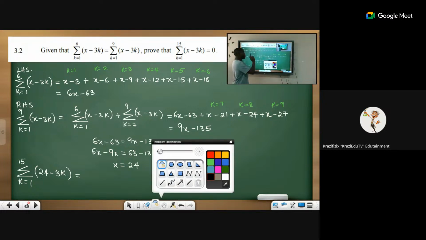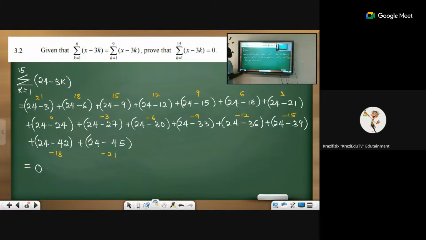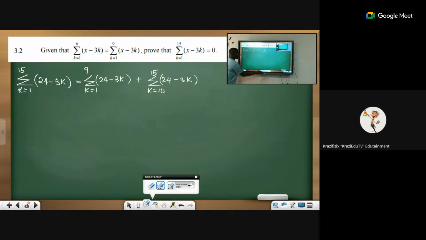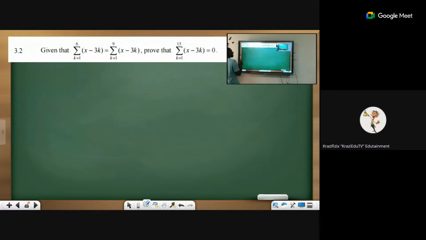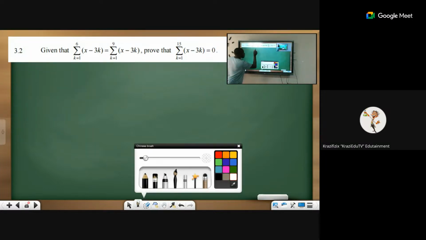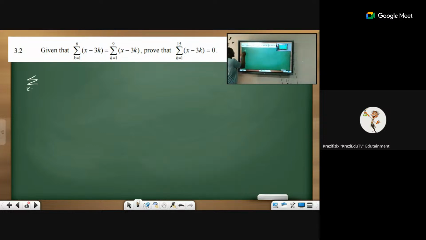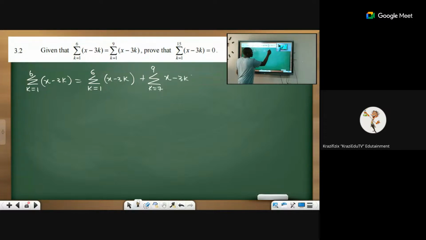Okay, let me do everything. I want to try to see if I can get it shorter, using that same method I just wrote now. All right, let's try to see if we can do it shorter without doing all those expansions. The sum of x minus 3k is equal to, if I do what I explained earlier, because it is 1 to 9, I'm breaking it into 1 to 6, and 7 to 9. I hope that makes sense.